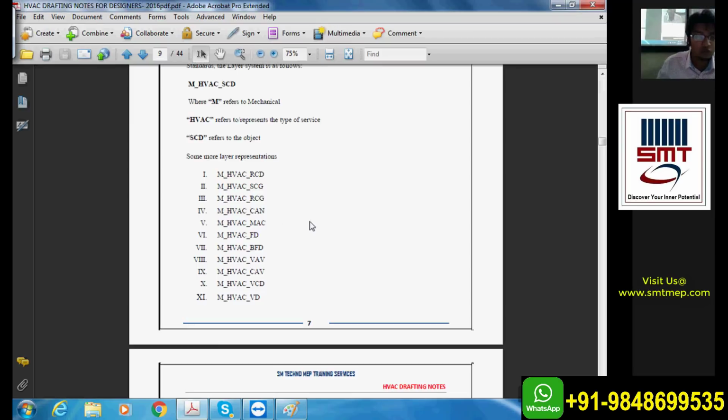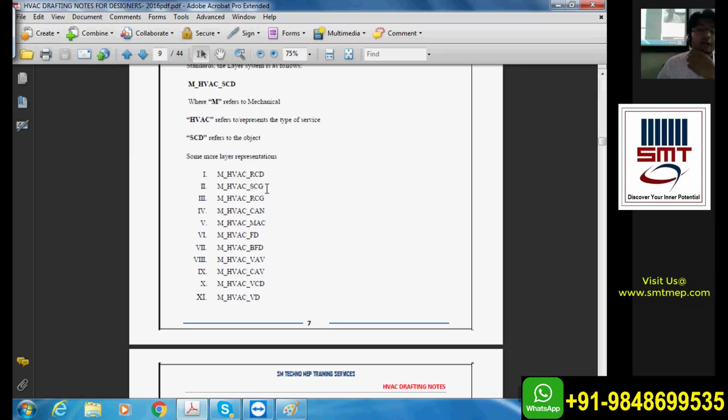Now from this one, I'm going to ask individually what is which one. RCD, Yogesh. What is RCD? Return ceiling diffuser, okay. SCG, Riyaz: supply ceiling grill. RCG: return ceiling grill. CAN, yes, write it in brackets. CAN is going to be used for canvas cloth. What is a canvas cloth? Where will it be? We will learn that in the canvas cloth topic. CANVAS.